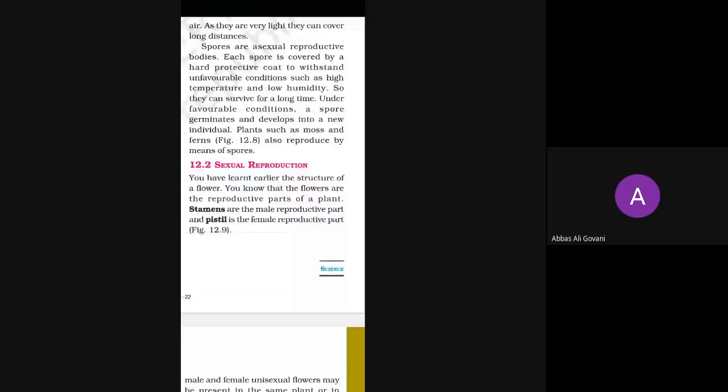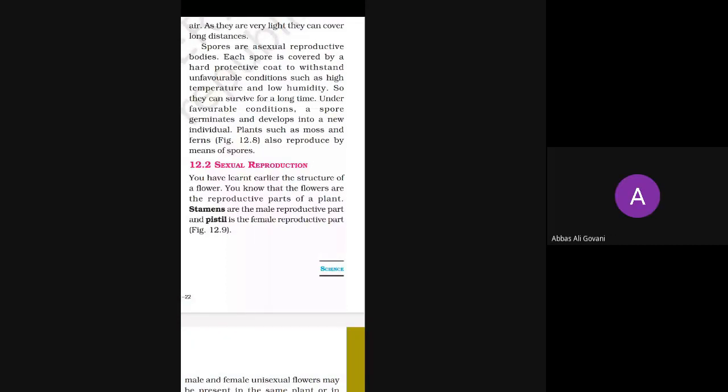Okay. Now sexual reproduction, and that will be read out by Govani Abbas Ali, roll number 15. Yes sir. Where to read from, sir? Govani Abbas, read. 12.2. Where to read from, sir? 12.2.